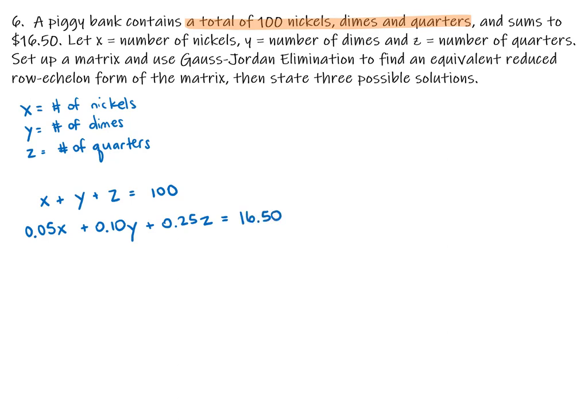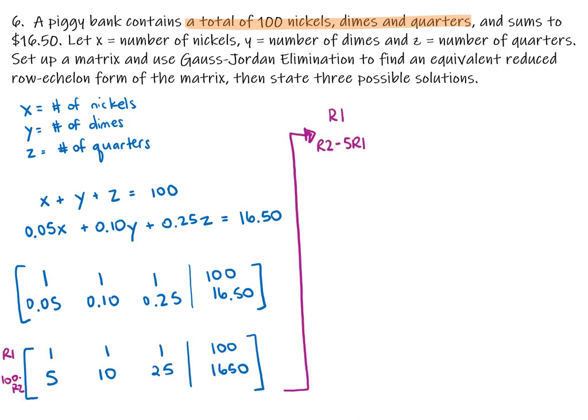$16.50. So here we have a system of equations in 3 variables, but only 2 equations, which means we'll have an infinite number of solutions. Let's write this in matrix form. And just because I don't like dealing with decimals, I'm going to multiply that second row by 100.